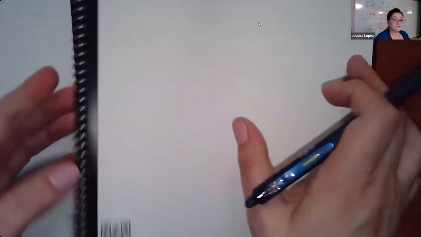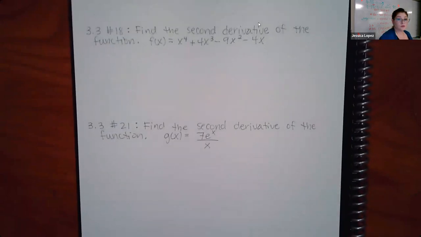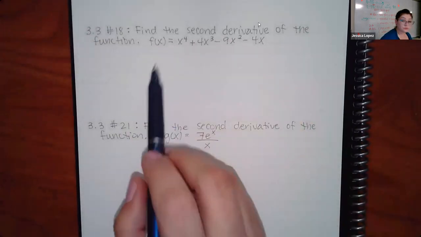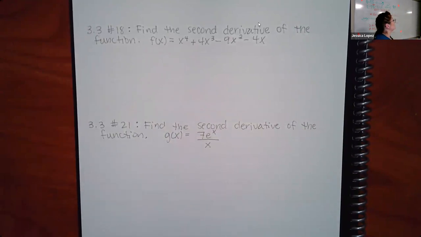Okay, we're almost there. So for this one, what is it asking us for? It is asking us for the second derivative. What do we have? What were we given? The base function, the original. So how many times am I gonna have to be taking derivatives? Twice.